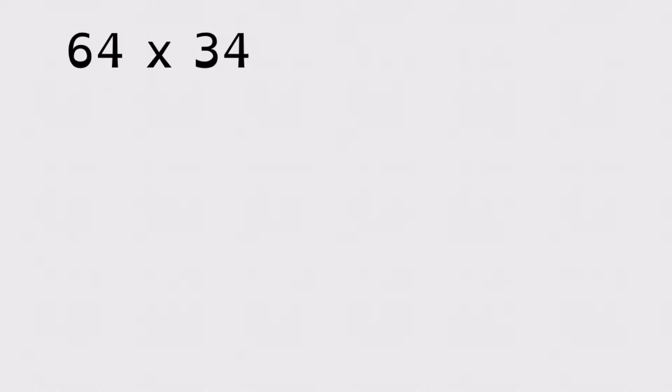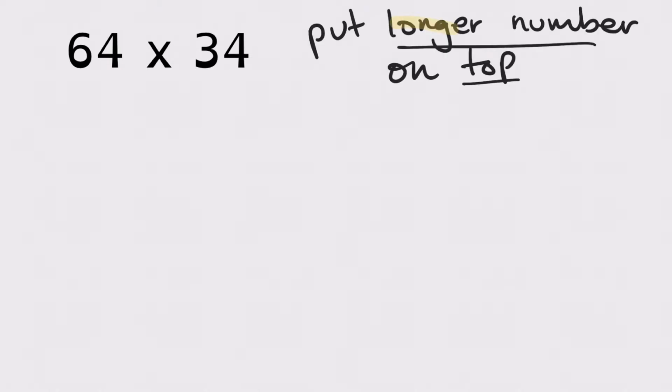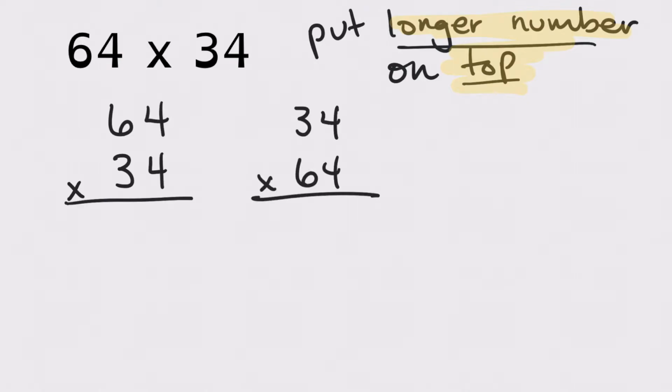When you're multiplying, you always want to put your longer number on top. But in this case, they're both two-digit numbers. There's not a longer number here. So here, the order that we do this doesn't matter. I can put the 64 on top like this, or I can put the 34 on top like this. And if I do it correctly, either way, I'm going to get the correct answer.